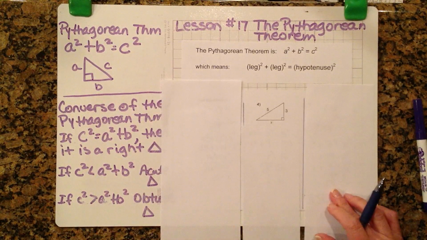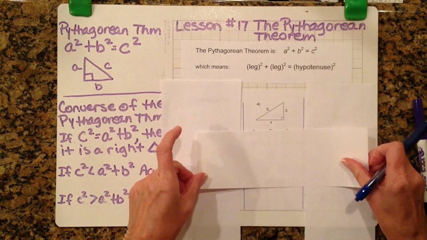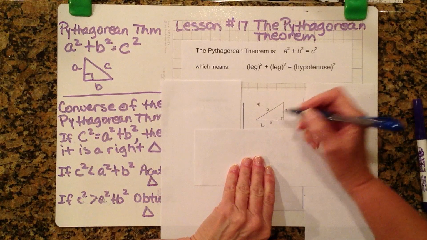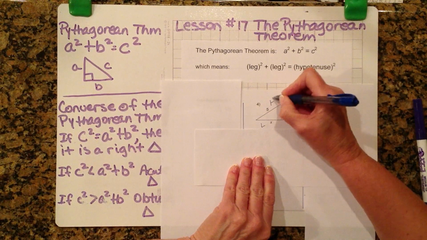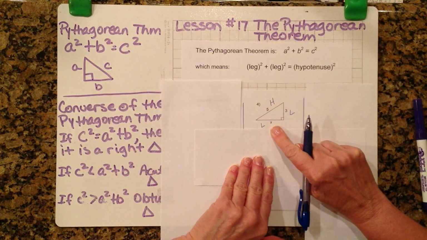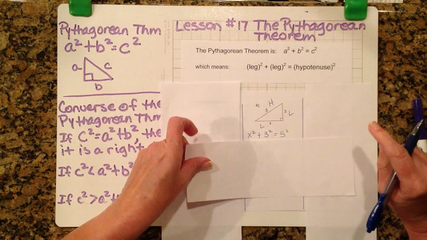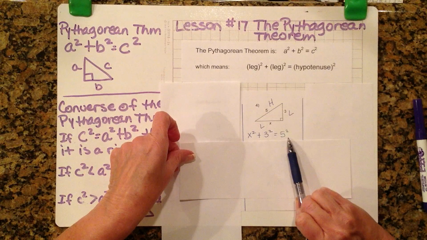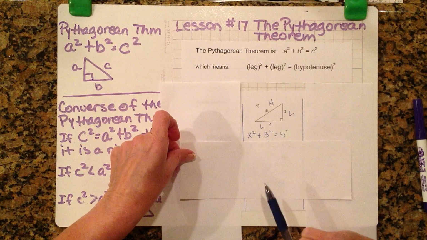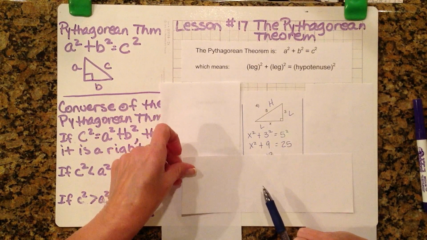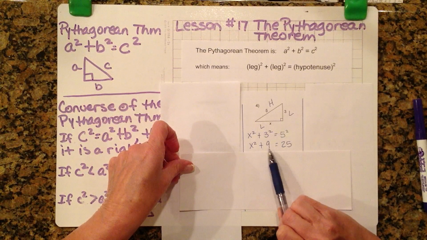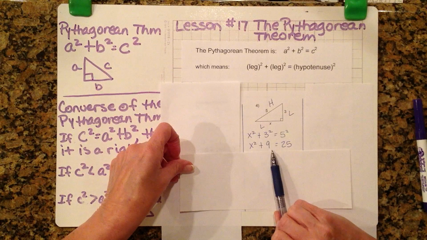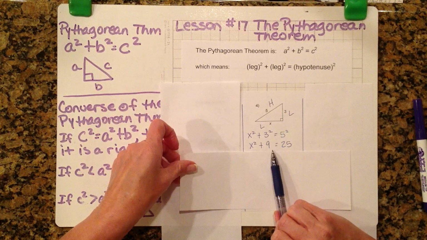Okay, let's look at another one. Here we go right here. We've got a leg, and here's the hypotenuse. So we're solving for a leg right here. So let's set this up. I said x squared plus 3 squared equals 5 squared. So we're solving right here for this value. Okay, let's square those. And I get x squared plus 9 equals 25. I want to subtract 9 from both sides and get x squared all by itself.